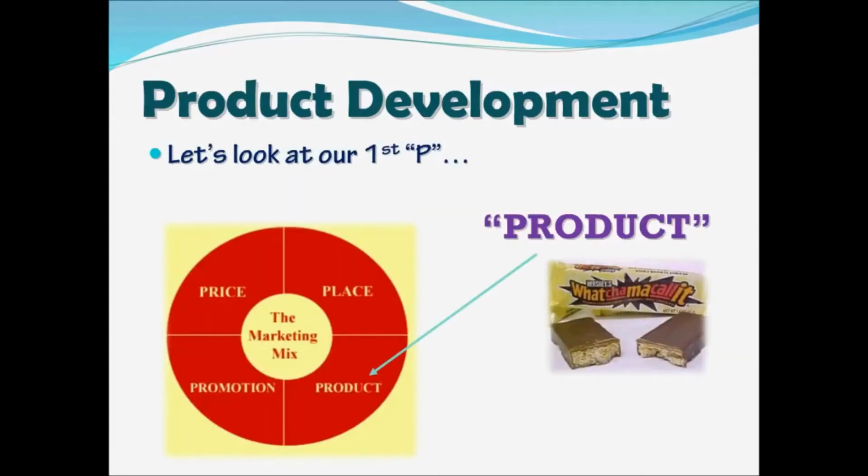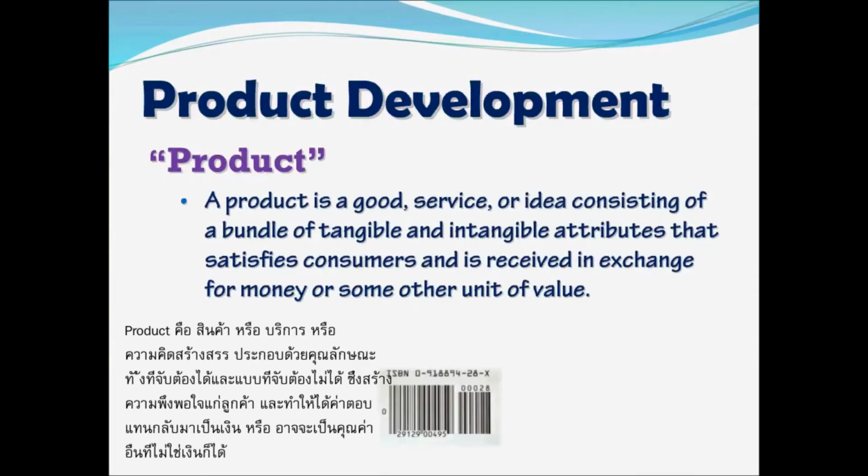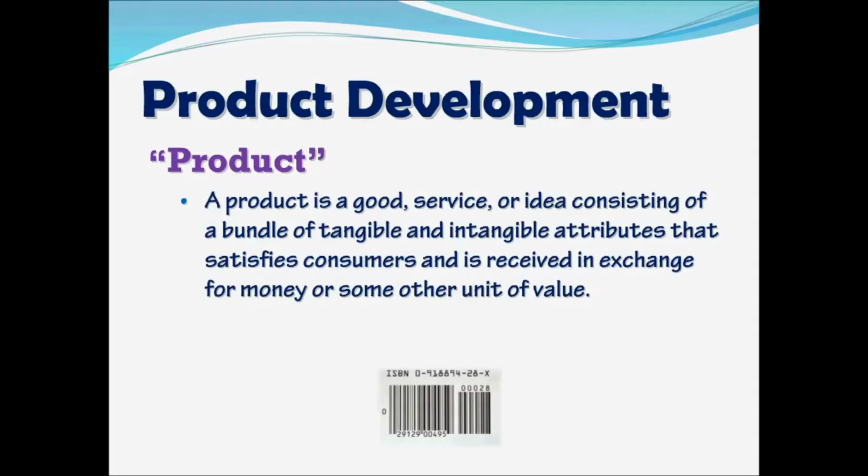Whatchamacallit? Now this is a product and it fits within the marketing mix of the 4 Ps. And a product can be a good or a service, even an idea, which consists of both tangible things you can touch, and intangible attributes. Whether it is a product such as a good or a service or an idea, it's going to satisfy consumers in some way. It's going to satisfy their needs or their wants. And consumers will exchange money for your product or some other unit of value.